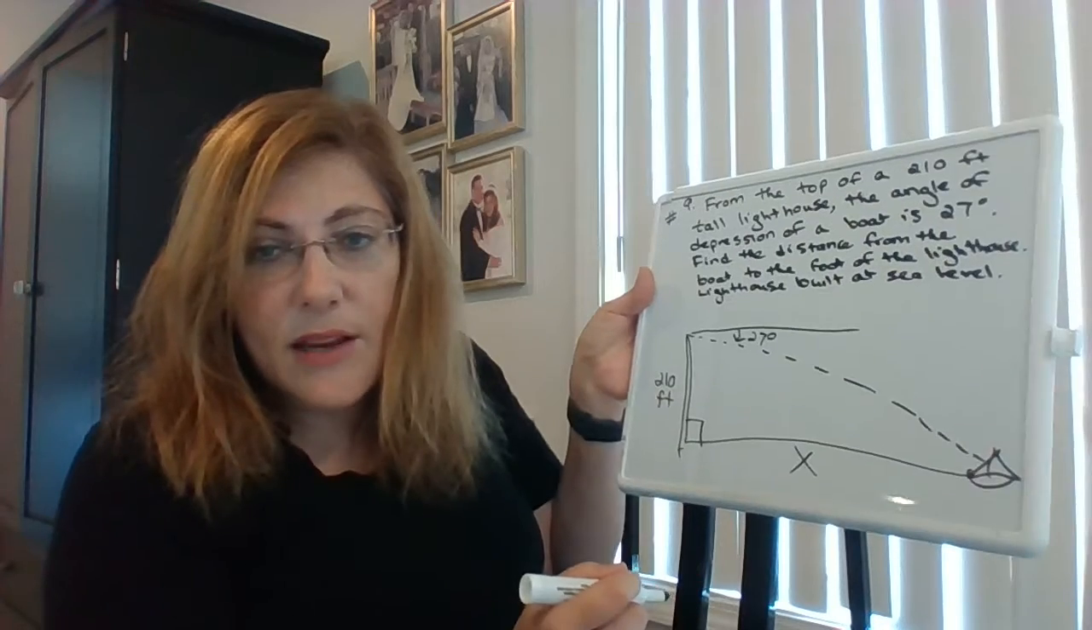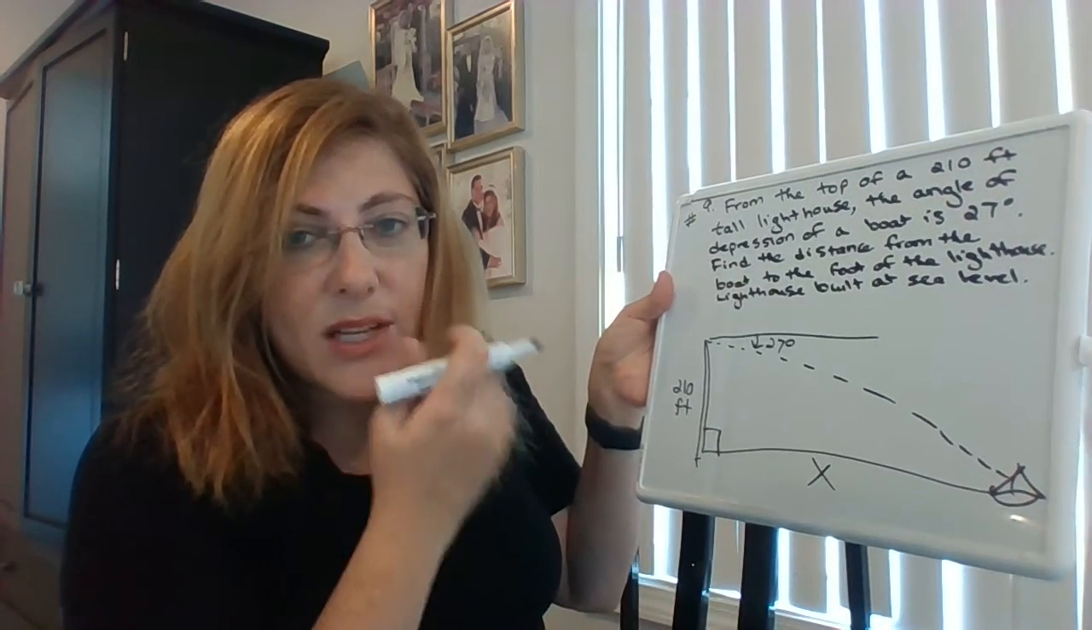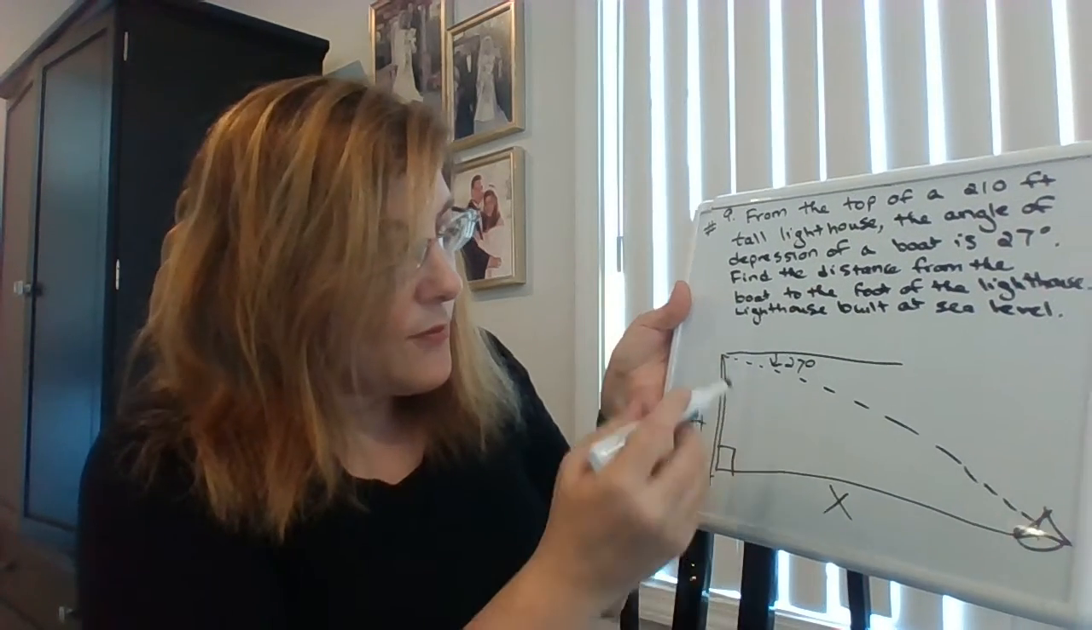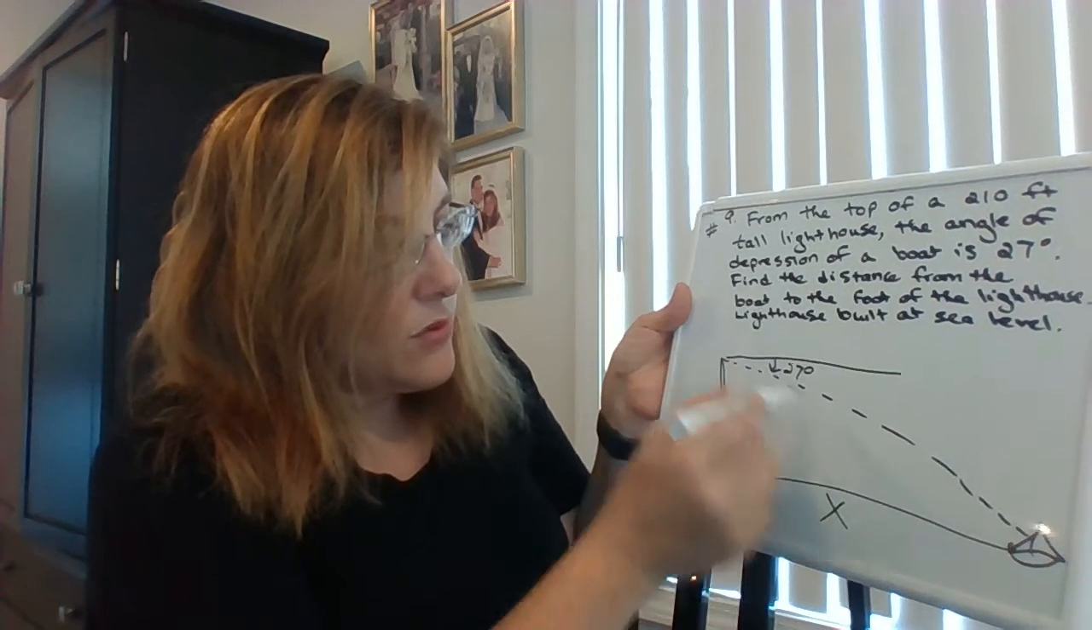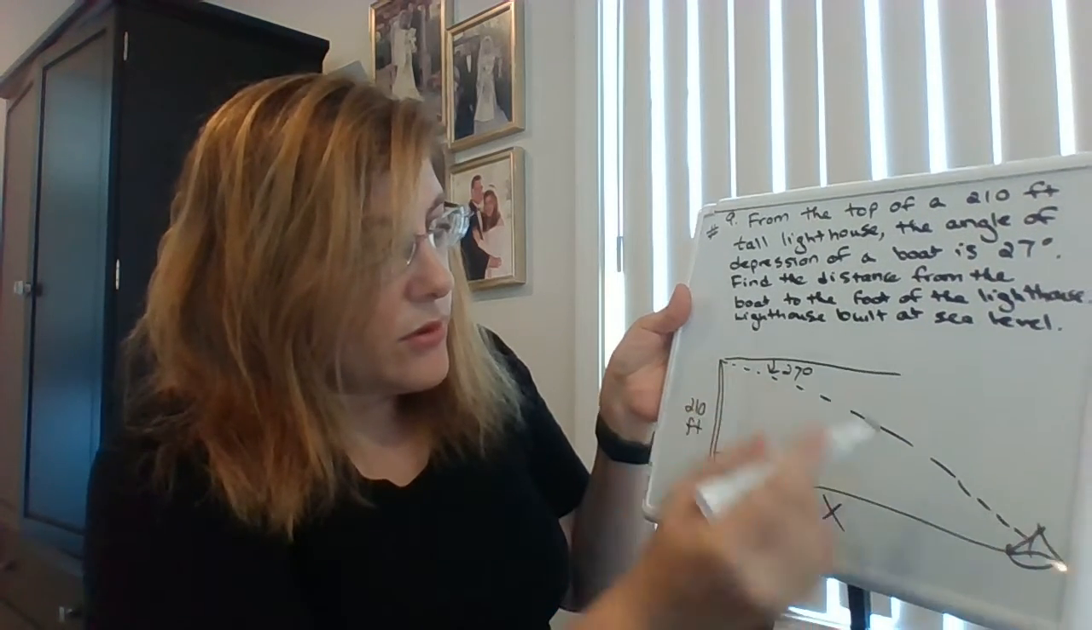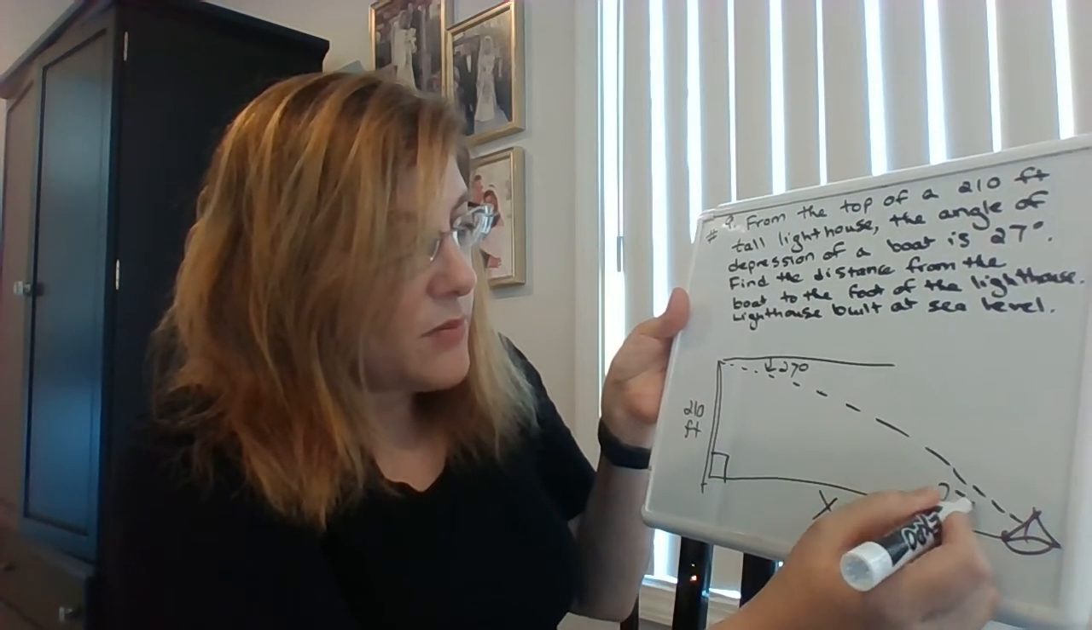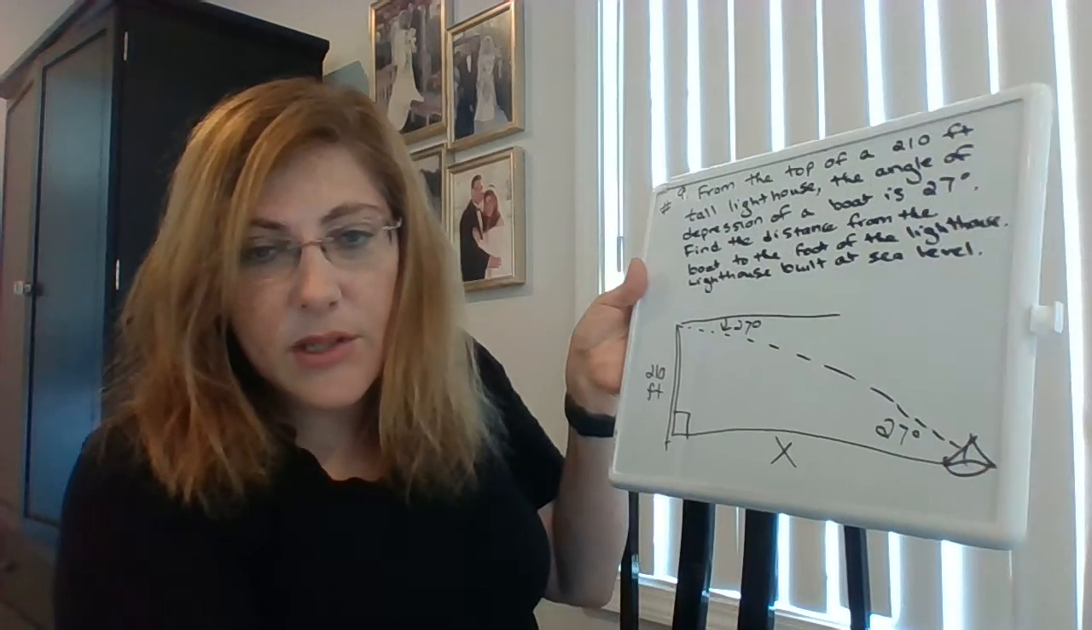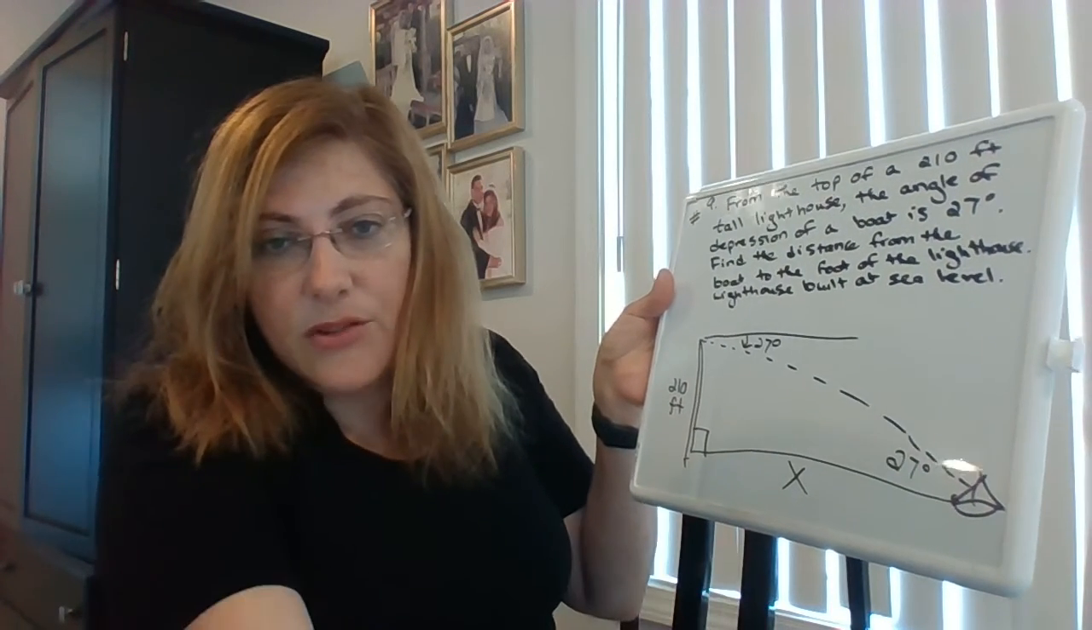Now you have to identify where the alternate interior angles are. Well, this one and this one, right? Those are alternate interior angles. So this one must be 27 degrees. Now you should be able to solve it.